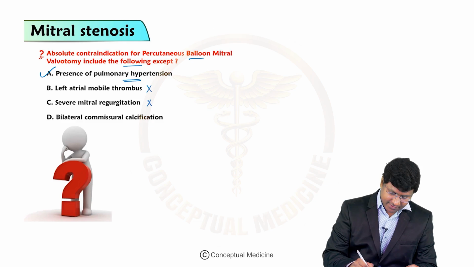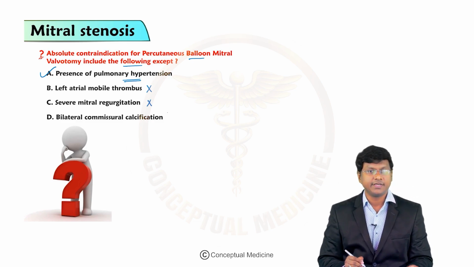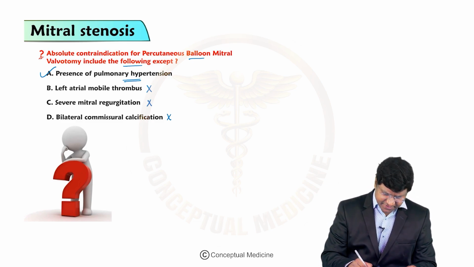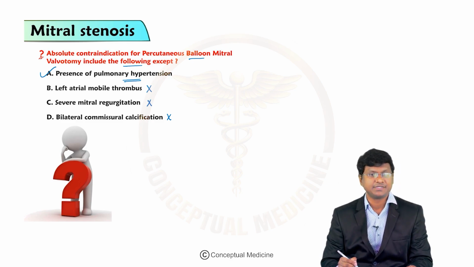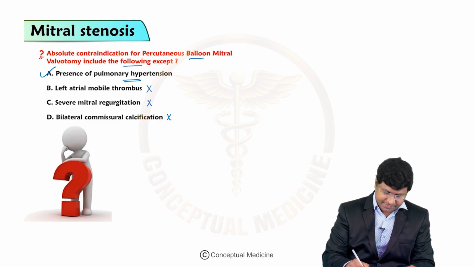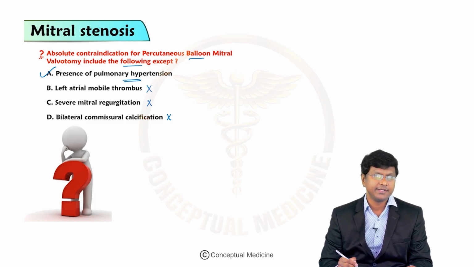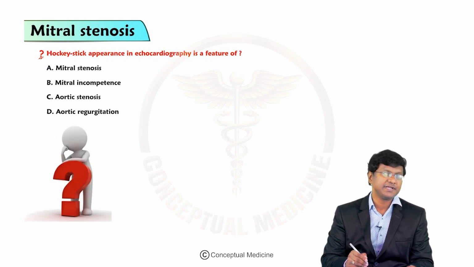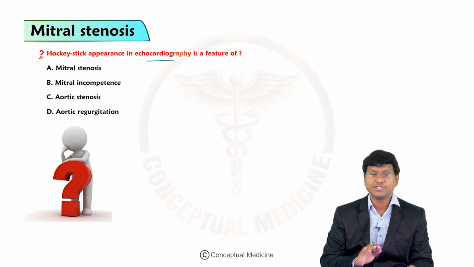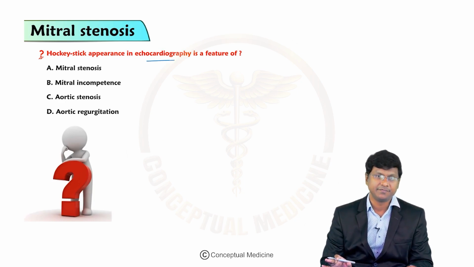And if there is left atrial thrombus, yes, it's an absolute contraindication. If severe mitral regurgitation is there, yes, it's an absolute contraindication. And if there is bilateral commissural calcification, that is also an absolute contraindication. So, presence of pulmonary hypertension, let me tell you, is not a contraindication for PBMV.